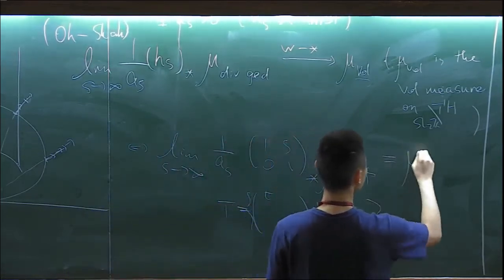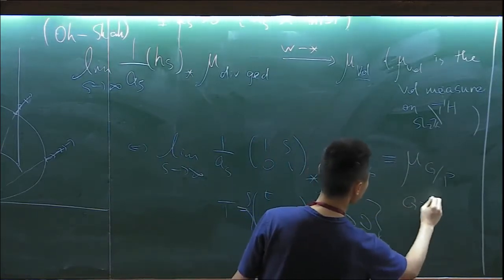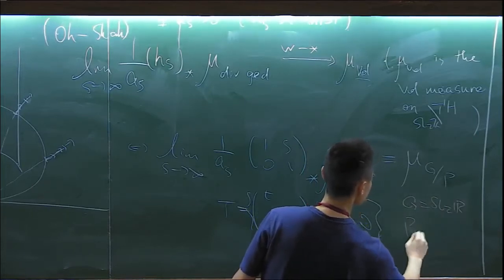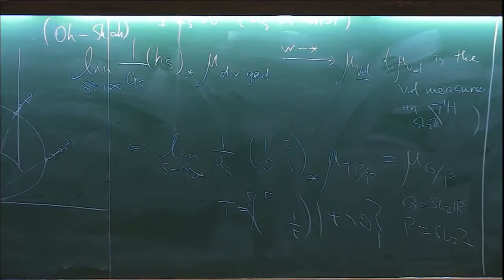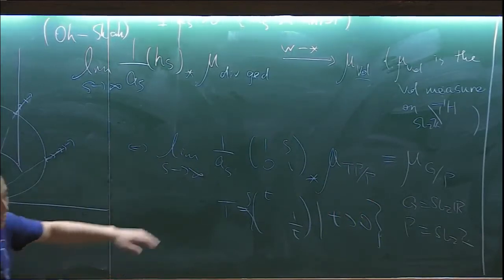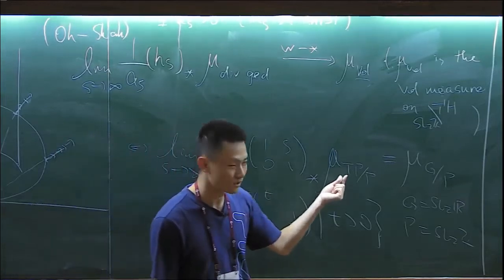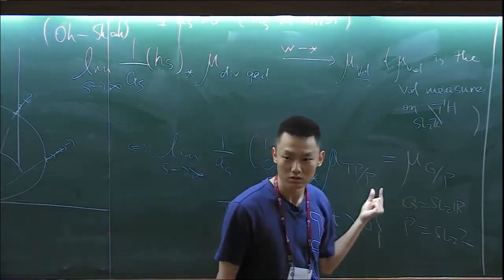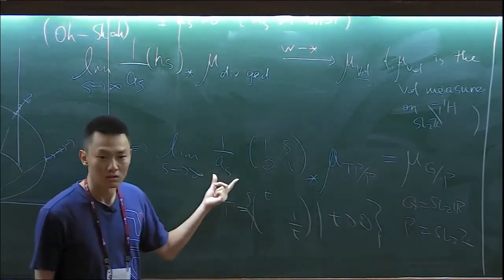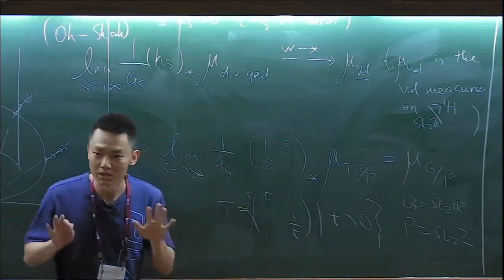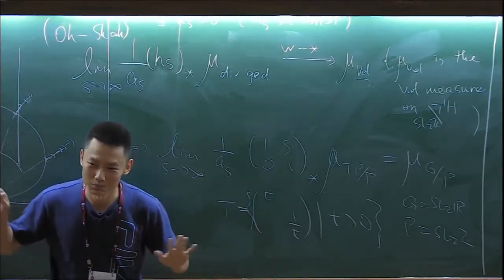Is equal to the Haar measure on G mod gamma. So G is SO2R, gamma is SO2Z. Make sense? So now I want to generalize this statement. That means I need to give you what is T, what is G, what is gamma, and what is this sequence. And this A_S can be made explicit, but today maybe we don't have time to talk about that.